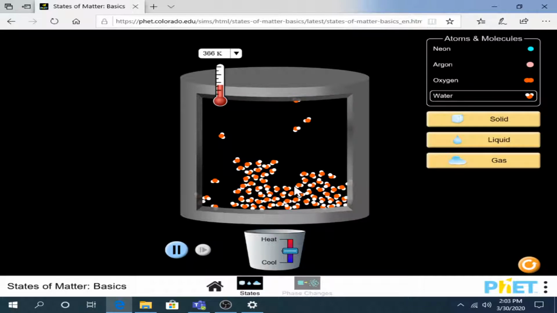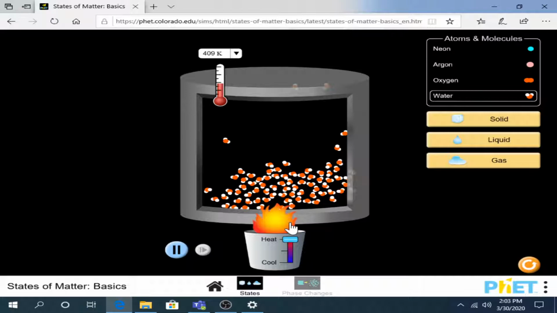And as I boil this sucker and turn it into only a gas, let's get it just real hot. There we go. That's looking pretty good. You can see that the particles don't really stick together very much. They spread out as much as possible, and they just move all over the container. So that's the big difference.